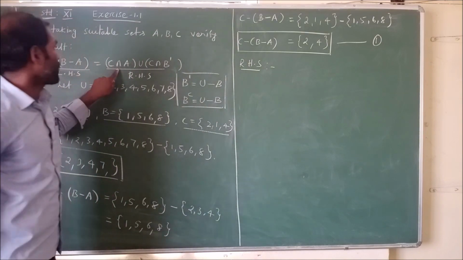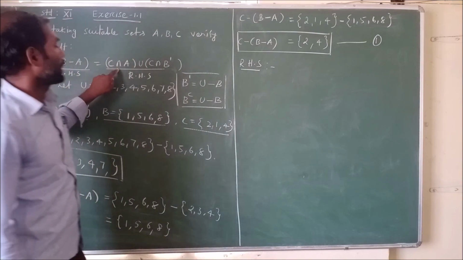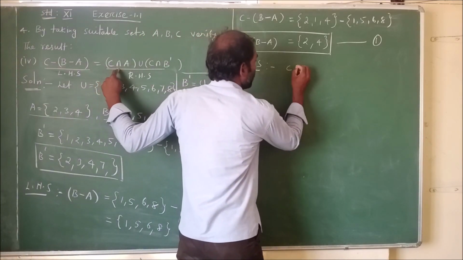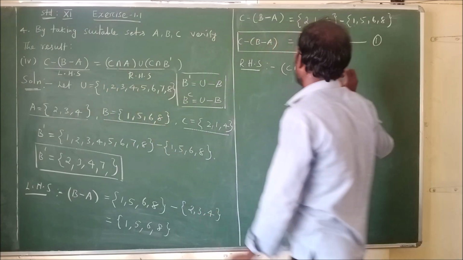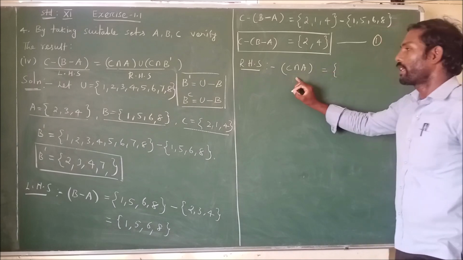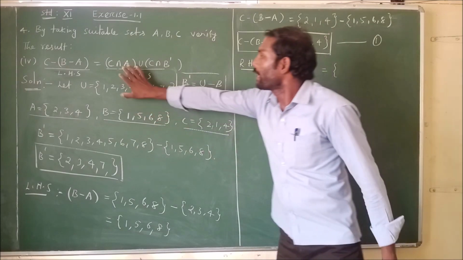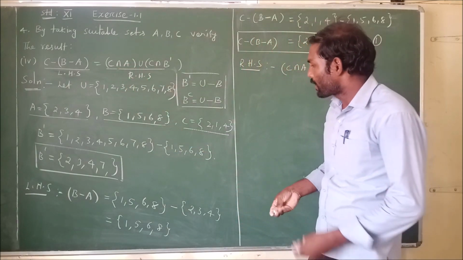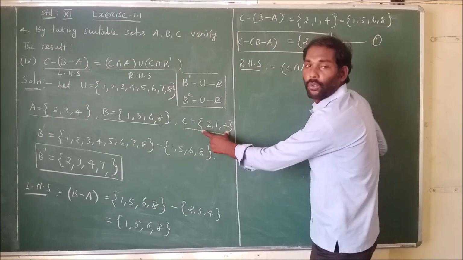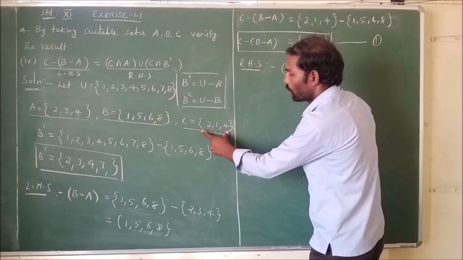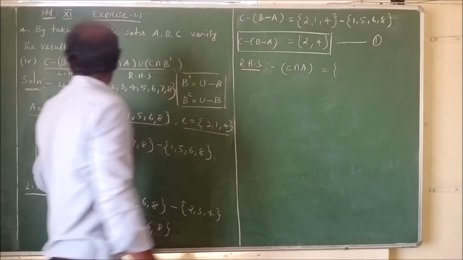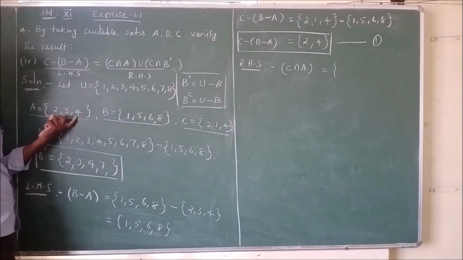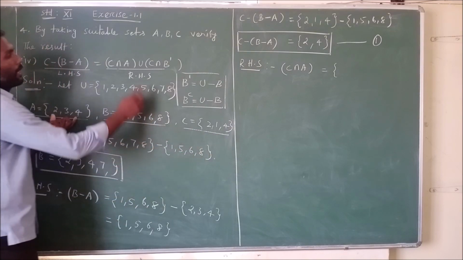the RHS. First we have to find C intersection A. Write down C intersection A in short form. The set C is 2, 1, 4. A is 2, 3, 4. So compare A and C.